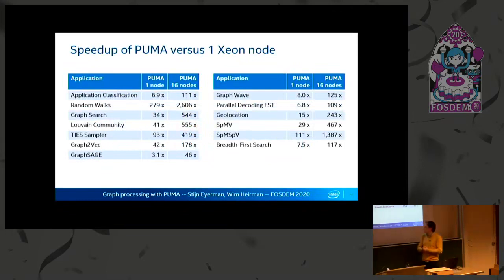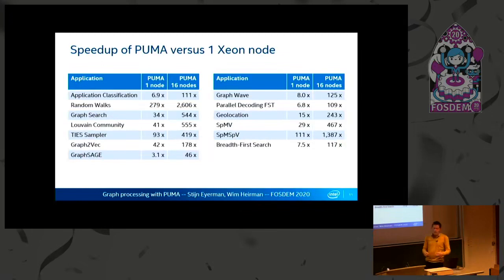It shows the speed up of a single PUMA node versus a high-end Xeon server. And you see that there is always speed up, but there is a large range. It goes from 2 times to more than 200 times faster than Xeon. That's because some applications are more compute intensive, so they do more compute. And of course, there the Xeon can use all of its resources to efficiently do that.